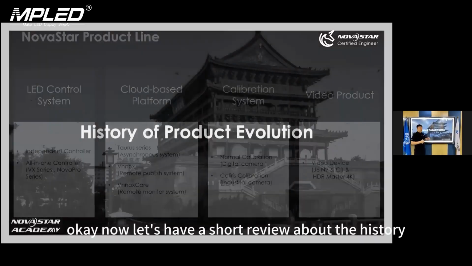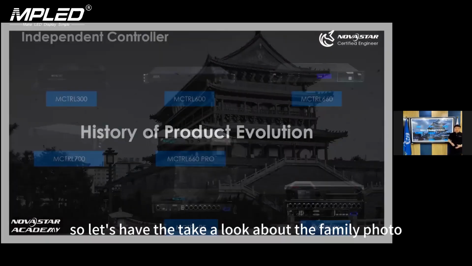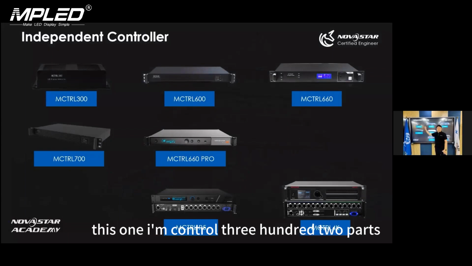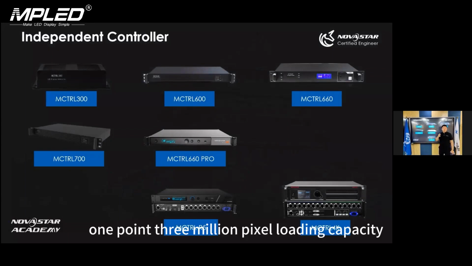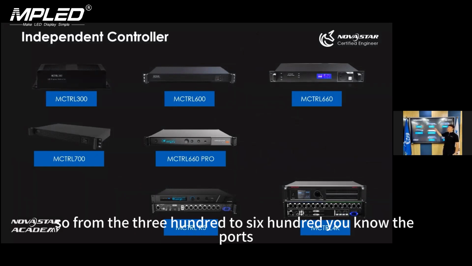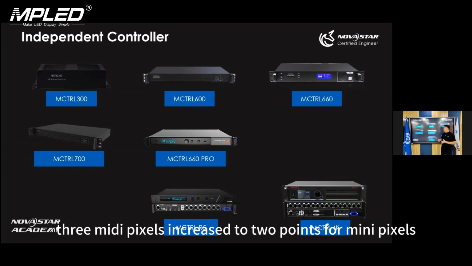Okay, now let's have a short review of the history of the product evolution. Then we can know the logic behind all the product evolution. So let's take a look at the family photo. Here, I believe some of you may know some old friends, right? This one, M Control 300, 2 ports, 1.3 million pixel loading capacity. And this one, M Control 600. From the 300 to 600, the loading capacity increased from 1.3 million pixels to 2.3 million pixels.